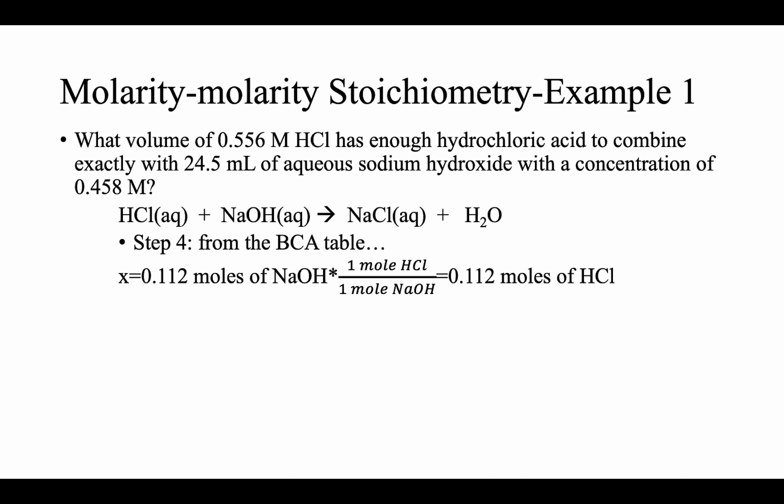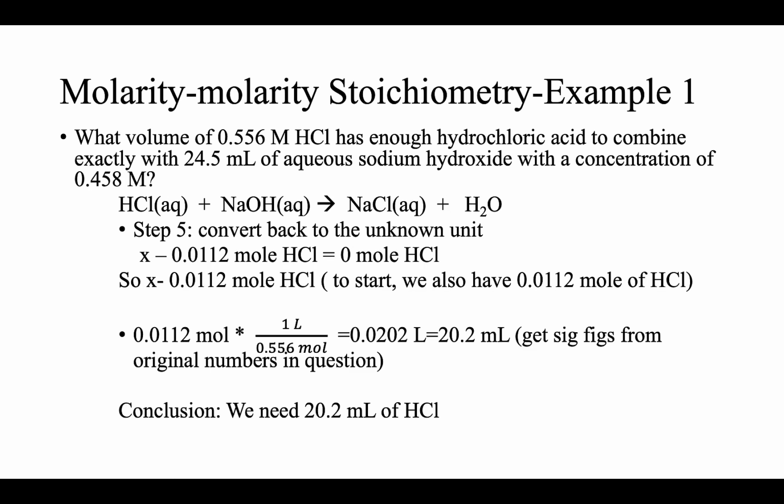This is what I did here. 0.0112 moles of NaOH, multiplied by 1 mole of HCl over 1 mole of NaOH, gives me 0.0112 moles of HCl. And this makes sense because the ratio between HCl and NaOH we determined from the equation is 1 to 1.